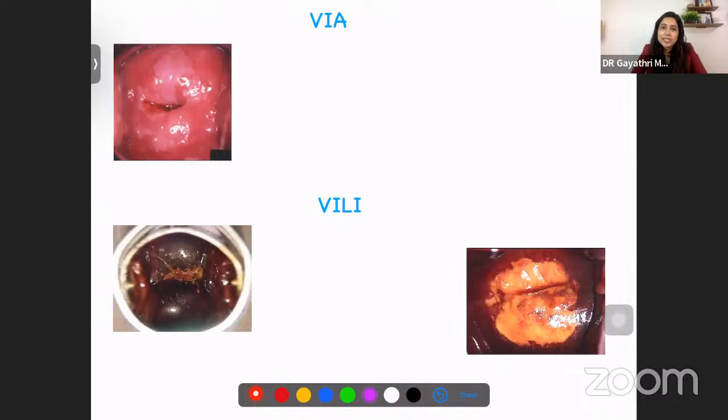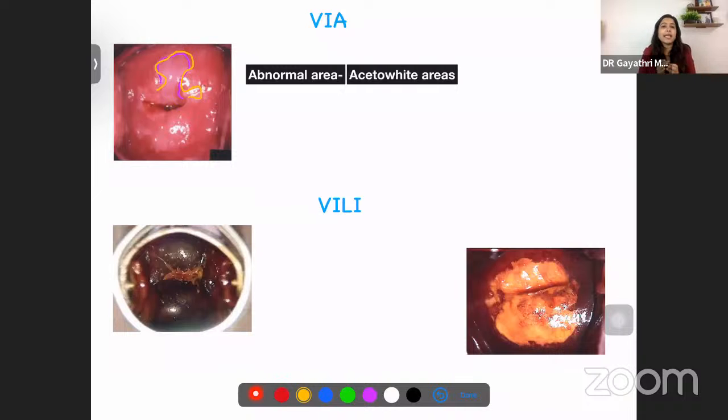Okay, so these are the visual inspection methods that are used for cervical screening. Here I have shown you two tests, that is VIA, visual inspection with acetic acid, and VILI, visual inspection with Lugol's iodine. In the first image, you can see some white areas after VIA. Can you appreciate these white areas? These are the aceto-white areas. It is the abnormal cells which take up the aceto-white stain, and these abnormal areas appear as aceto-white.